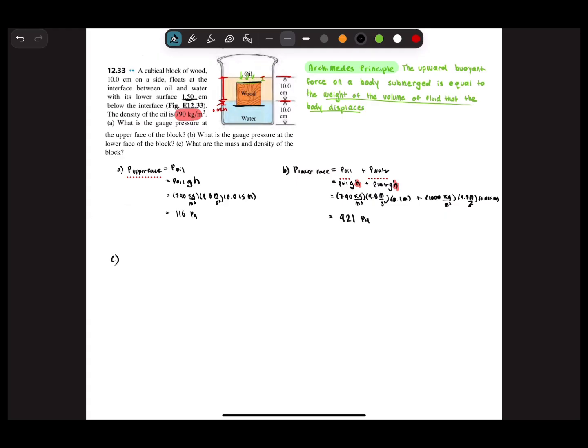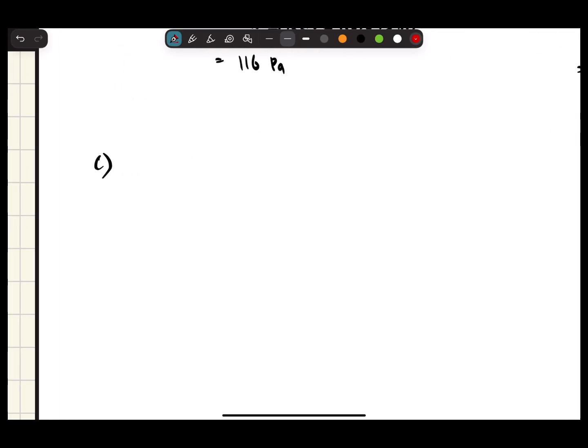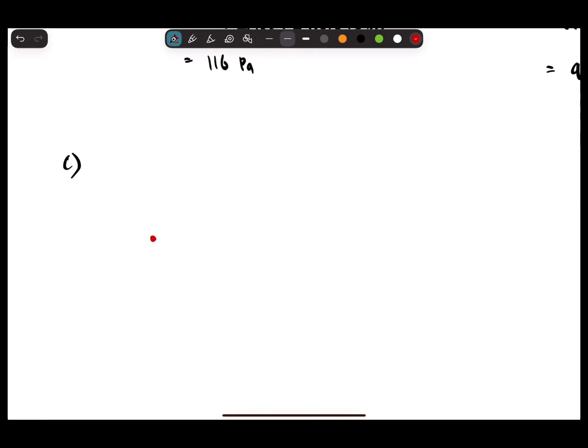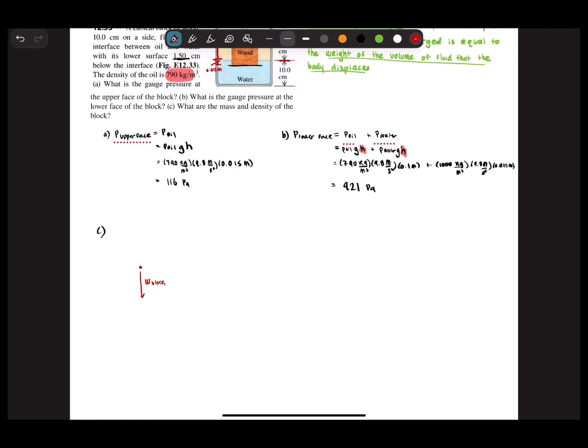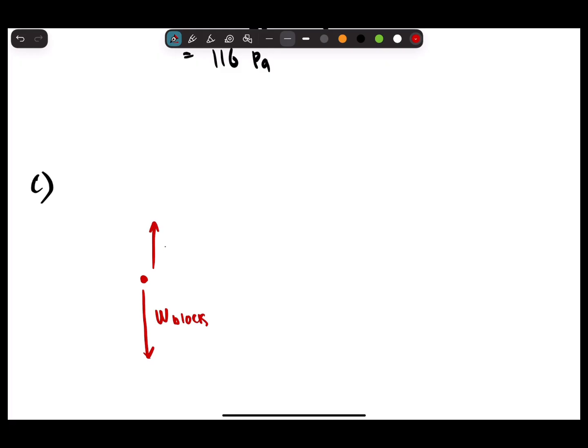So now it is time for part C. What are the mass and density of the block? Step 1, we're going to draw a free body diagram. Acting downwards is going to be the force of gravity, or the weight of the block, and upwards is buoyancy. Now we have buoyancy from two different fluids. We have buoyancy from water, and we have the buoyancy from the oil.